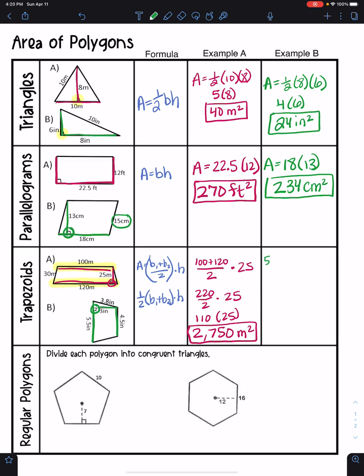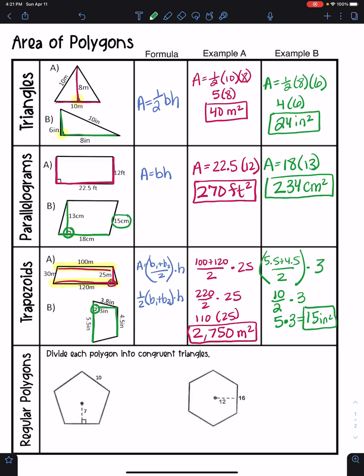So we're going to add 5.5 and 4.5. Divide that by 2. That's how we find the average of the bases. And then multiply by the height, which is the distance between them. So 5.5 plus 4.5 is 10. 10 divided by 2, of course, is 5. And 5 times 3 is 15. So it'll be 15 inches squared.